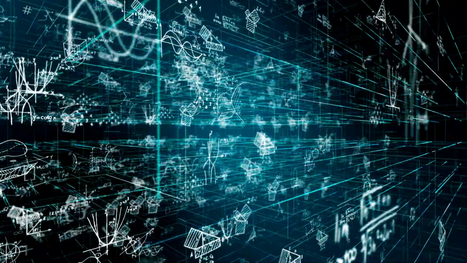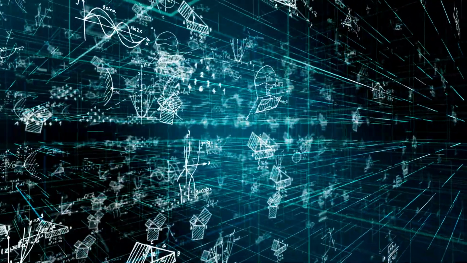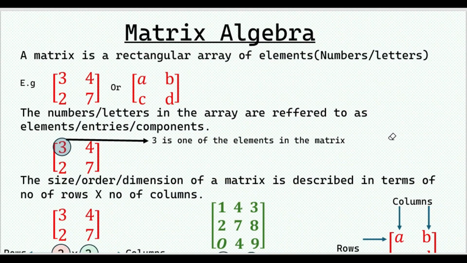Today we're going to cover matrix algebra. So what is a matrix? This is a rectangular array of elements, that is numbers or letters. You have an example there, and I must mention that this has to be enclosed in square brackets, as you can see.